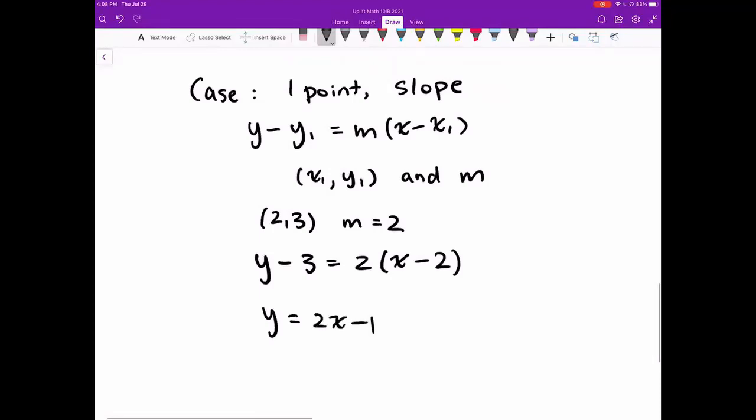And you probably will never express it in slope point form, like y minus 3 is equal to 2 times x minus 2. You'll most likely have to reduce it down into slope intercept form, which was kind of the form that we're familiar with.